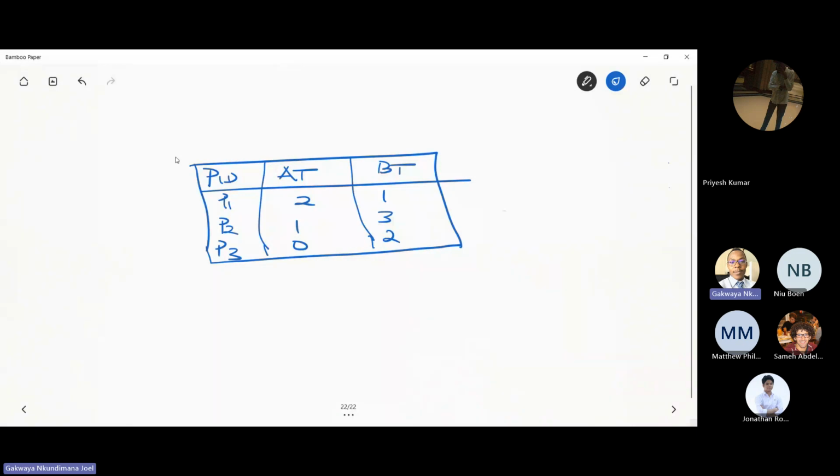Okay? Now, you are told to calculate, let's say you want to find turnaround time. You want to find what? Turnaround time, or waiting time, and also the average corresponding to them.